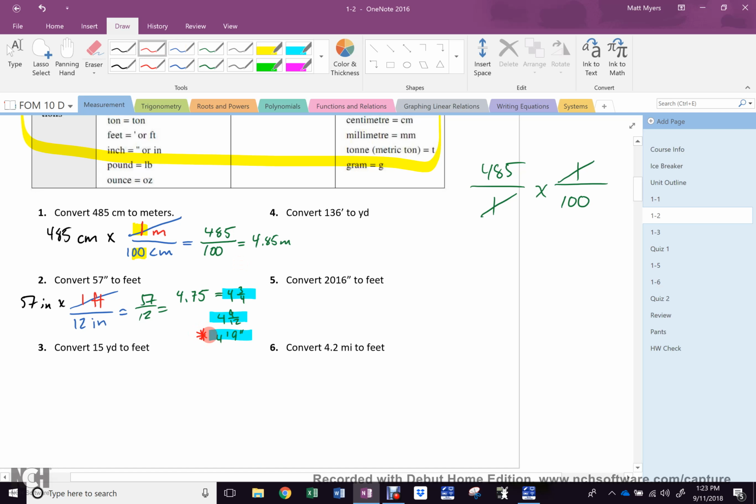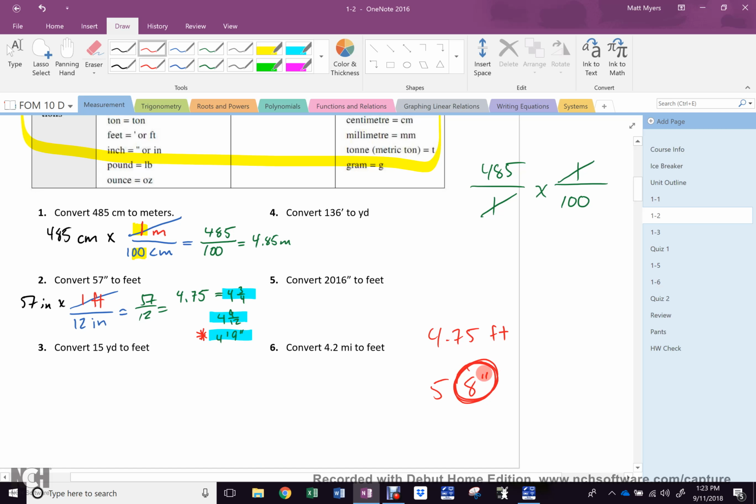Now, here's the mistake you're going to make. What if I wrote 4.75 feet? Is that 4 feet 7 inches? No, because it's 4 feet 9 inches. Everybody cool? Other way around. I am 5 foot 8 inches tall. Am I 5.8 feet tall? No, because feet don't use decimals.